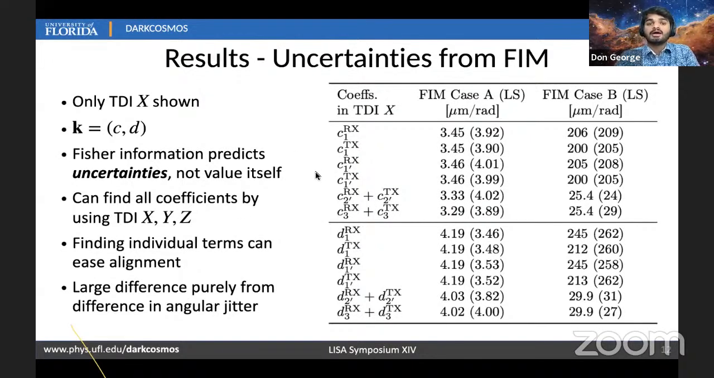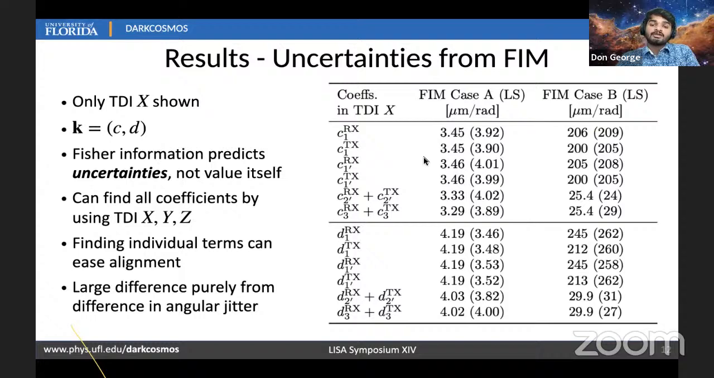So here are our results on the uncertainties for individual coefficients. And here we just show TDI X. The C and D terms are our coefficients in yaw and in pitch. In these two columns, we have the values from the uncertainties that the Fisher information matrix gives us. And in parentheses, we have the values cross-checked from the least squares solution. So you can see that the Fisher information predicts only the uncertainty, not the values themselves.